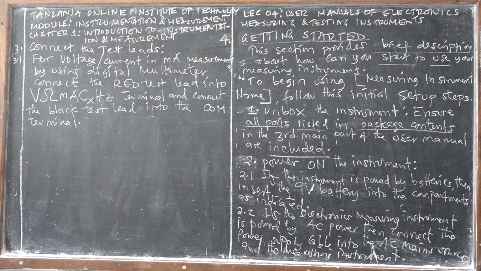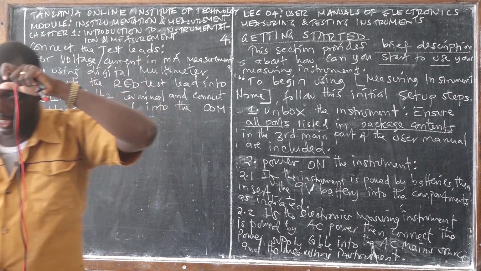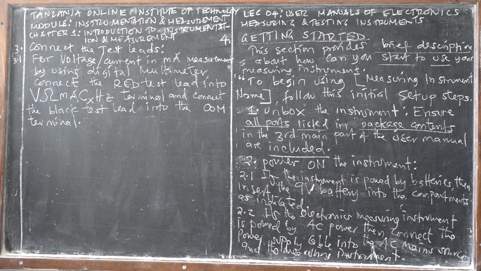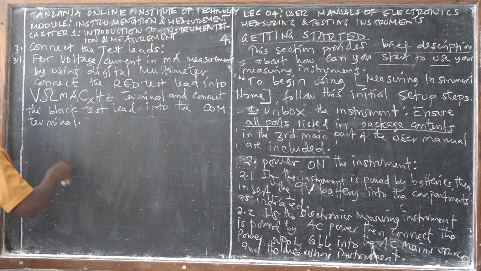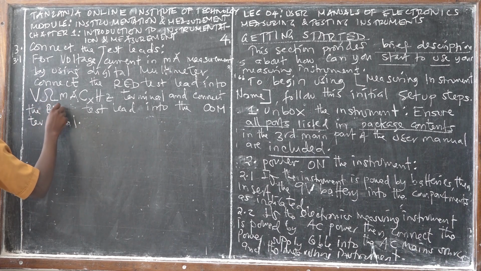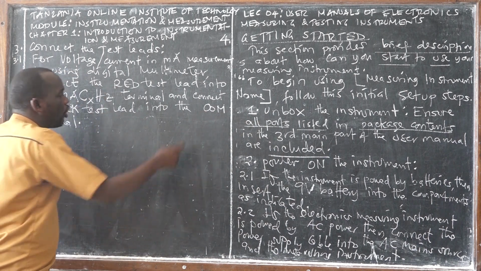When you talk about test leads, just to remind you, we mean this one, right? So this is how the sentence is written for how you can connect the test leads. Number 1, for voltage or current in milliampere measured by using a digital multimeter, connect the ready test leads into the terminal labeled voltmeter, ohmmeter, milliammeter, capacitance meter, frequency meter. This is the terminal called by this name. And connect the black test lead into the COM terminal. COM is an abbreviation of common.